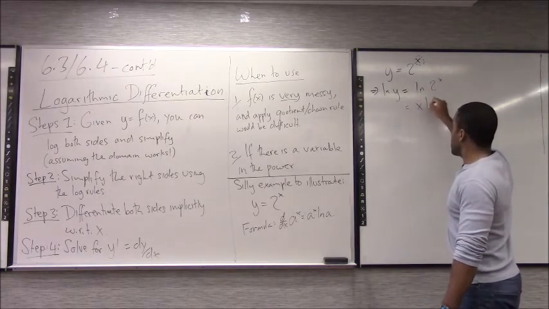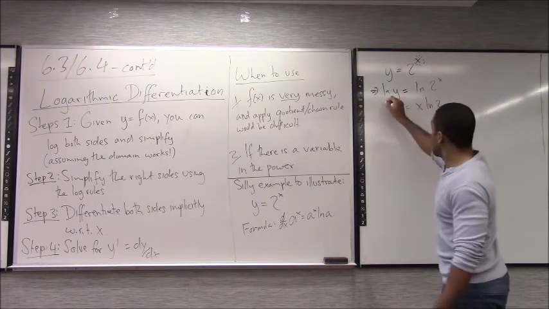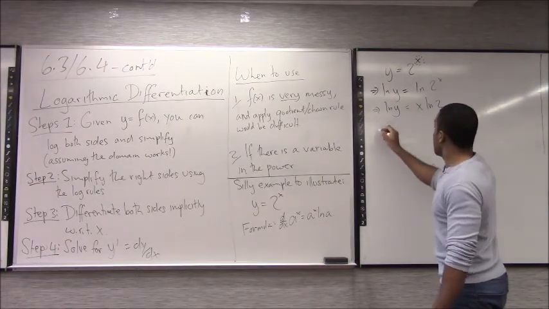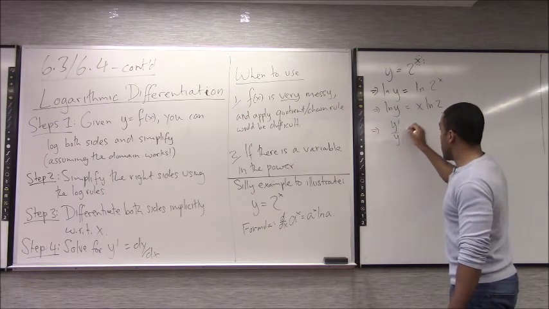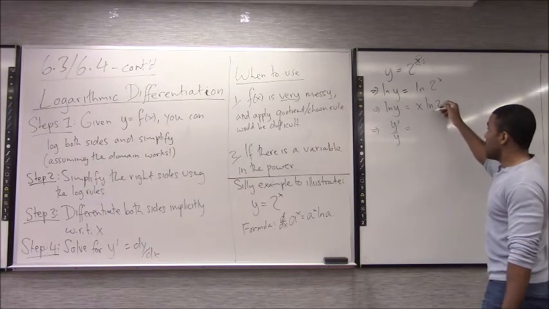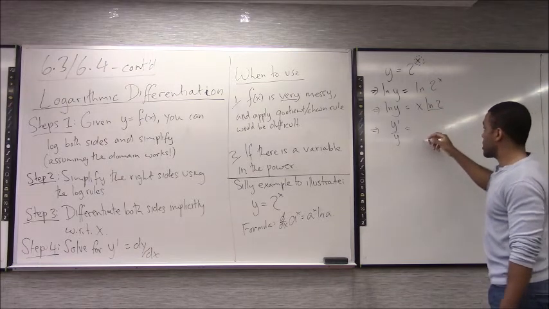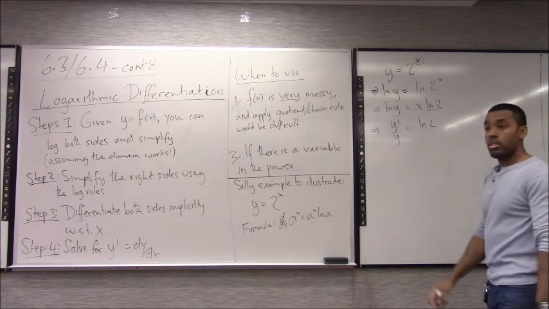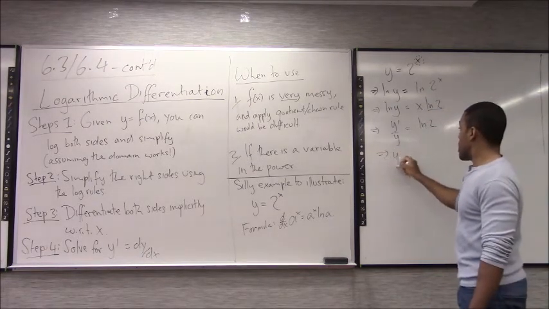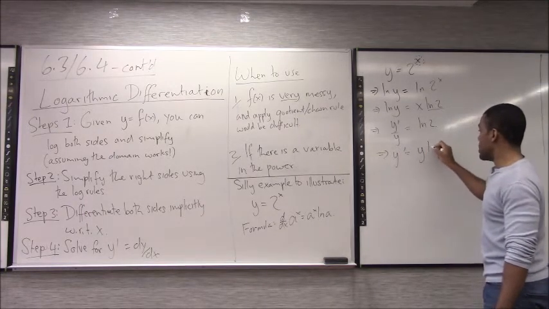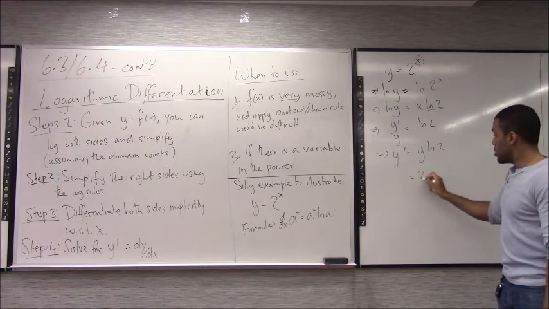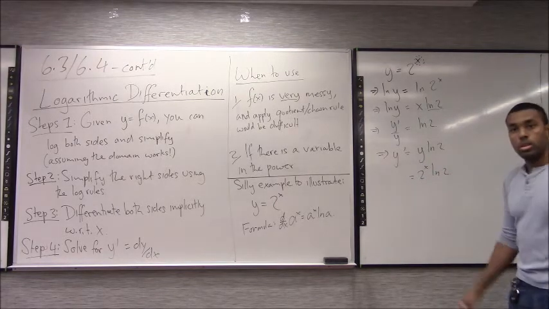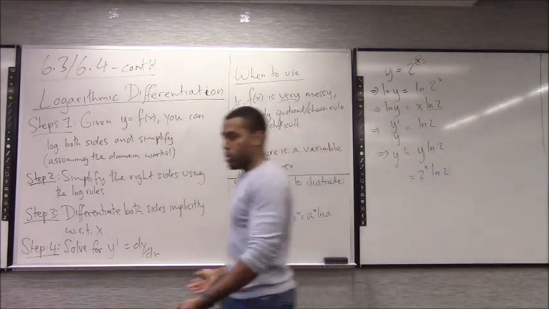That allows me to take that power down. And now I can differentiate both sides. This by the chain rule is y prime over y. This is just a constant times x, so the derivative is just a constant. And so now my y prime is actually going to be y times ln 2. But what was y? y was 2 to the x. So you get 2 to the x times ln 2. Exactly what the formula would have given you.